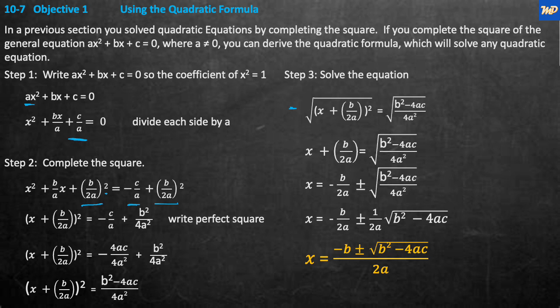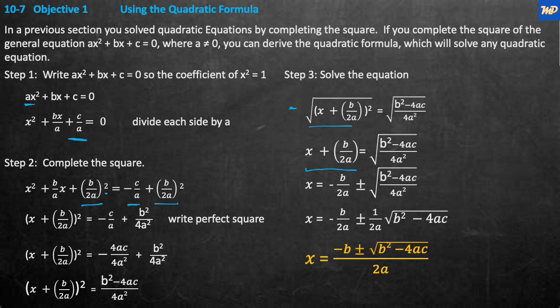We're going to take the square root of both sides. The square root of the perfect square that we have over here, and the square root of b squared minus 4ac over 4a squared. And when we do that, we're going to end up with x plus b over 2a right here, when we take the square root of this term above it. But on the right-hand side, we're going to have the square root of b squared minus 4ac over 4a squared.